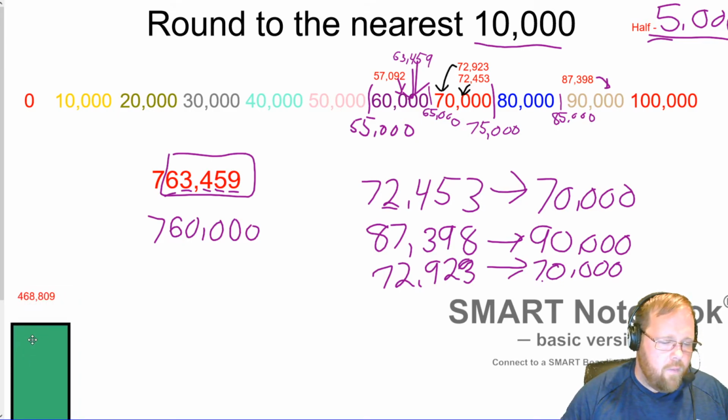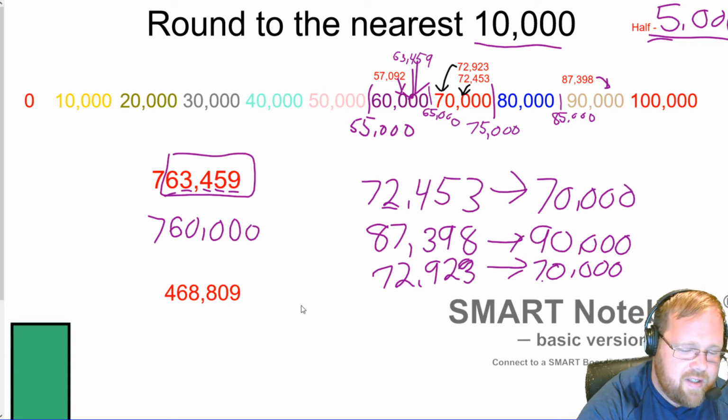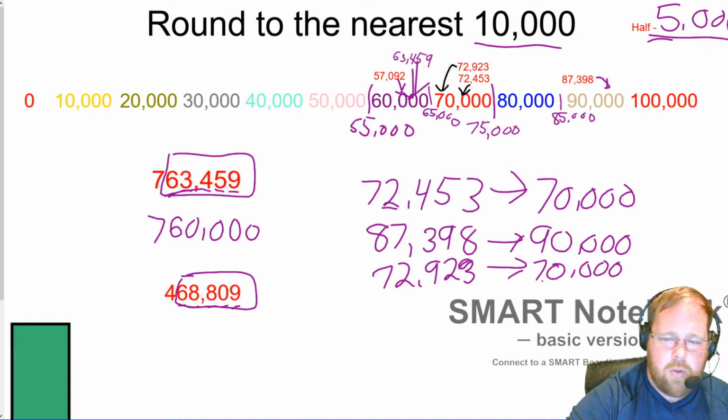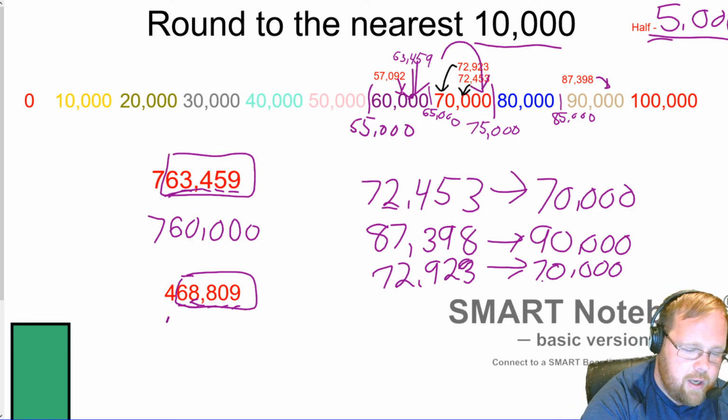And finally, 468,000. Mr. Frost, did you do that again? Yes, of course. Fine, we'll do it. So 468,000. Again, ones, tens, hundreds, thousands, 10,000s. We have a 68,000 here. We had a 63,000 before. We knew that 63,000 was too small, but 68,000 is higher than 65,000. So we're rounding up. We keep the 4, and we round up to 70,000.